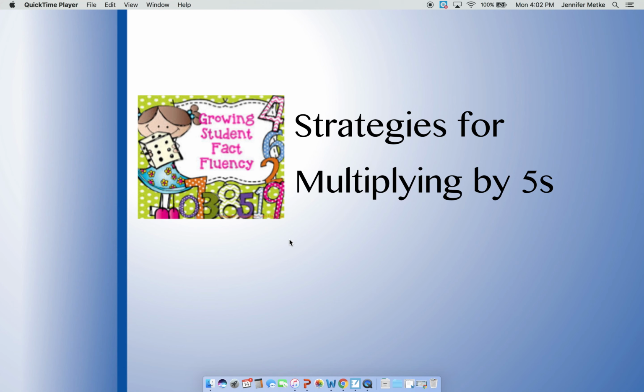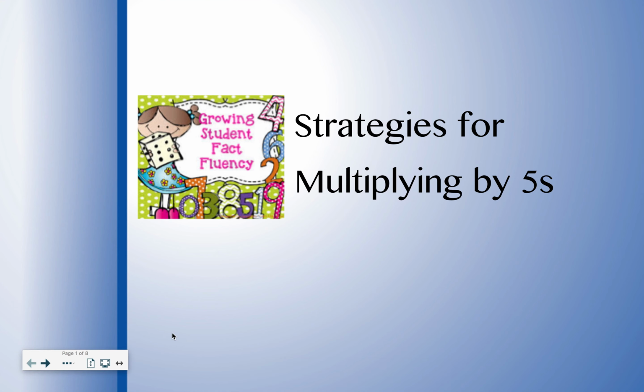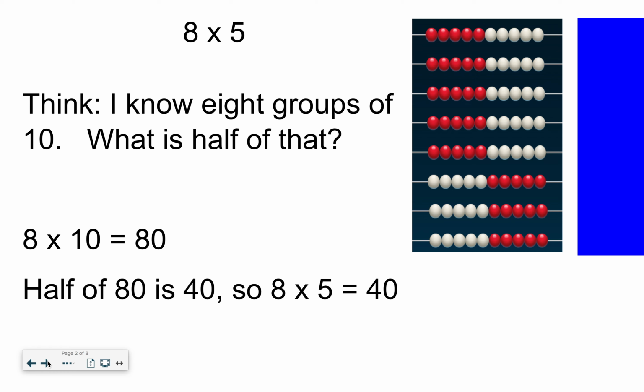Let's discuss strategies for multiplying by fives. So in multiplying by fives, a common strategy is to skip count because fives are easier to skip count by. You can do that, but a more efficient strategy would be this one.